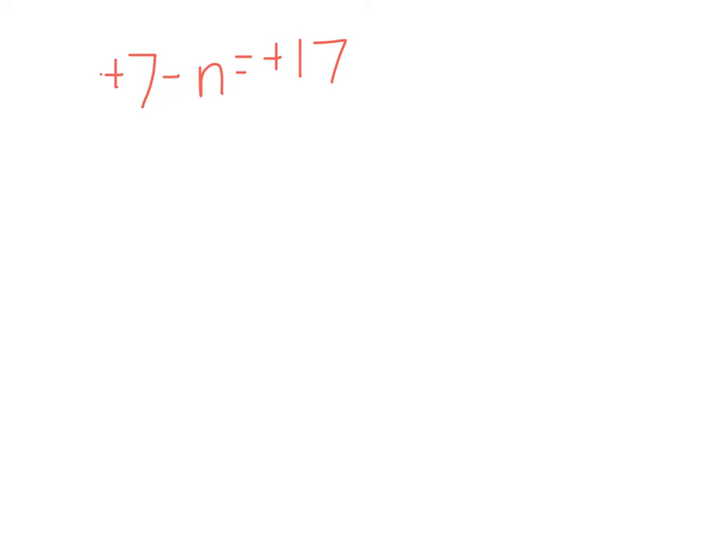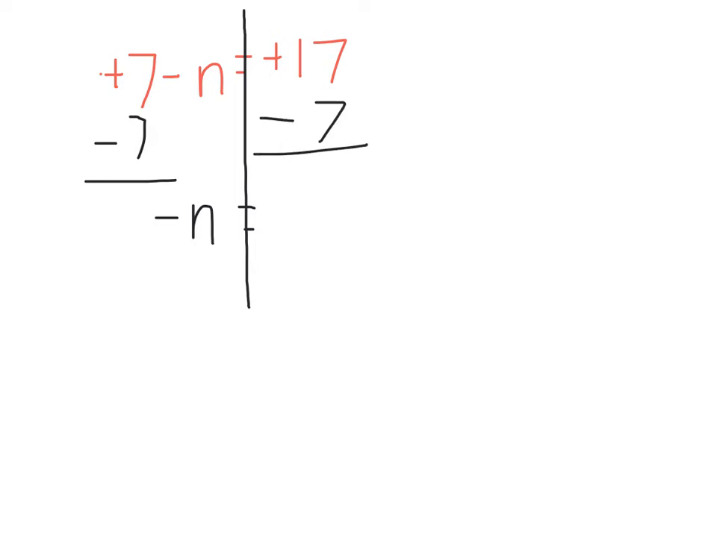Taking a look at this example, I'm going to show you another way that you can do this. Just like in the previous lesson, I draw a line down here because we want to get that n by itself. So in order to get the n by itself, we need to get rid of the 7. So I'm going to do the opposite, minus 7 on both sides. So I'm left with negative n equals, and then minus 7, that's 10. So negative n equals 10.